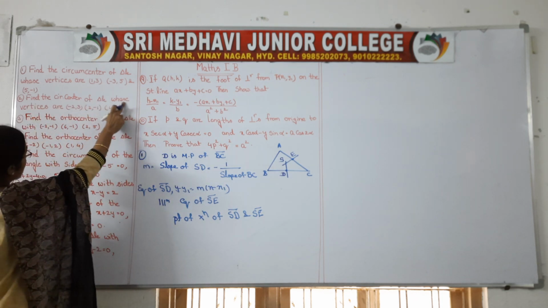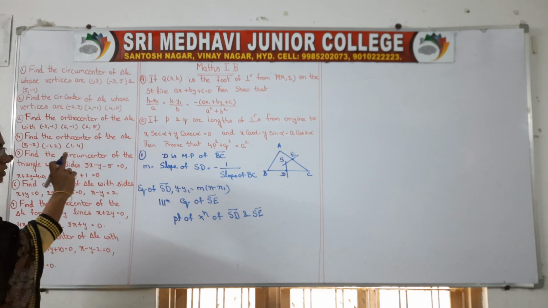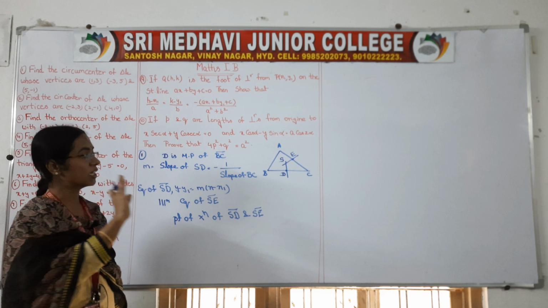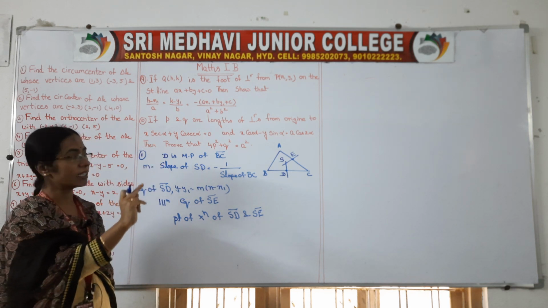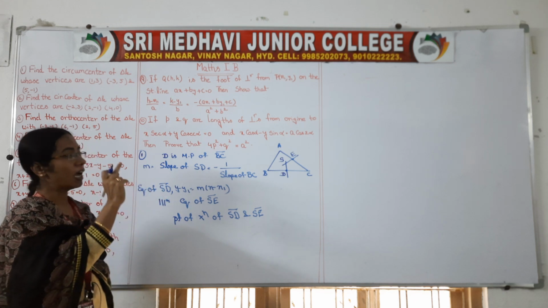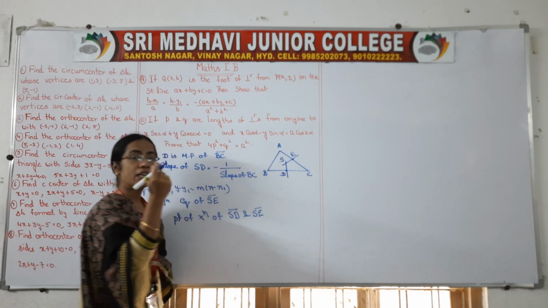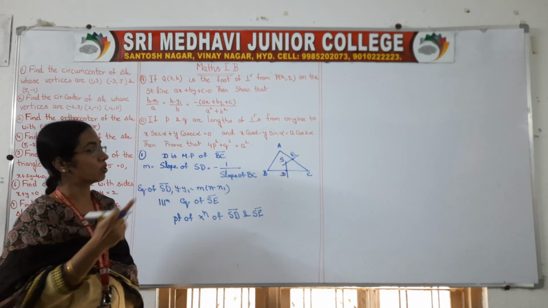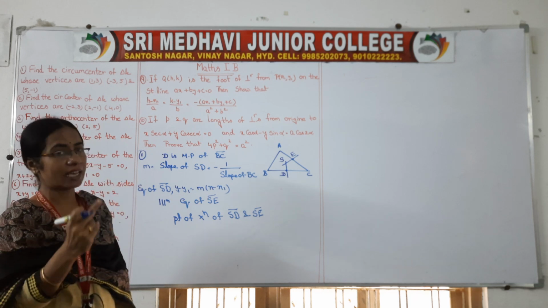Find the circumcenter of the triangle whose vertices are given to you. Okay, so what is the procedure? First you take SD, SE in the diagram, right? Then you find out D is the midpoint of BC and find out the slope of SD. Why? We need one point and one slope to write any line equation. So we want the SD line equation.